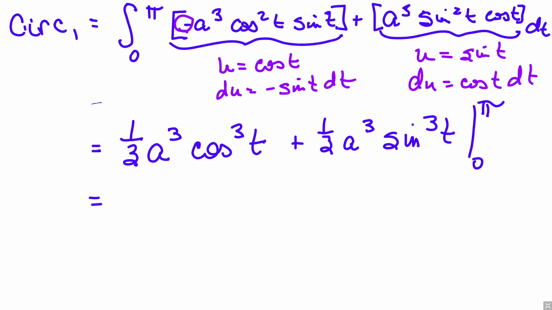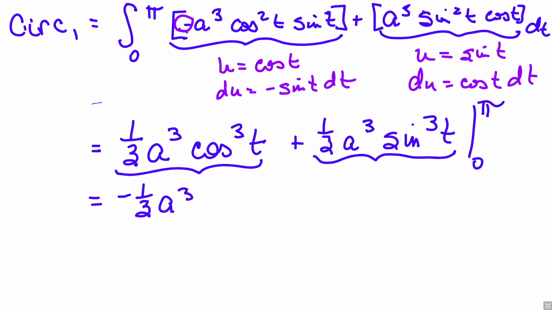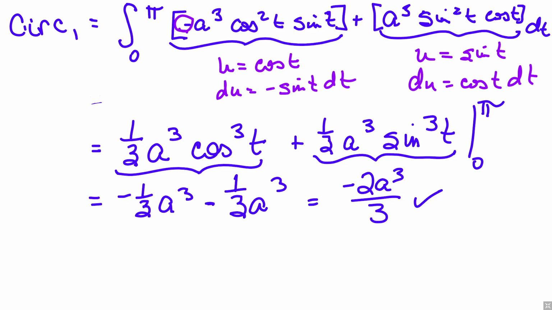Now, if we plug in pi, for this piece we end up with negative one third a cubed. For this piece, we end up with 0. Then we subtract. At 0, the first piece is going to be one third a cubed. The second piece is going to be 0. So we end up with negative 2a cubed over 3. This will be the circulation along the first path for that field. Any questions?